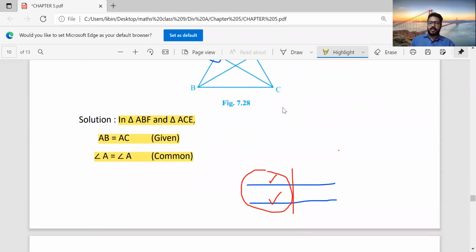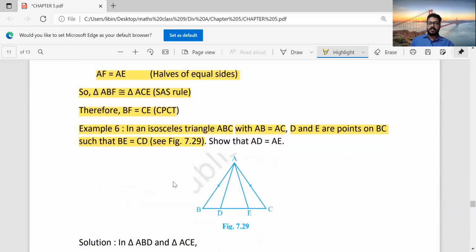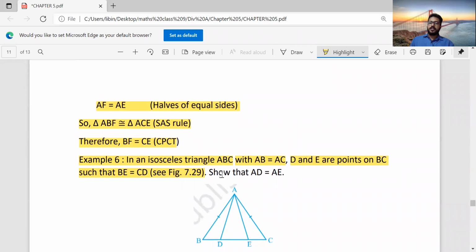Now let us move to our next example. In an isosceles triangle ABC. So what you should think in your mind, there is an isosceles triangle, which means two sides of that triangle are equal, with AB equal to AC. So we are given AB and AC are equal sides. D and E are points on BC such that BE is equal to CD. Now we can see the figure. See, this is the figure. Show that AD is equal to AE.